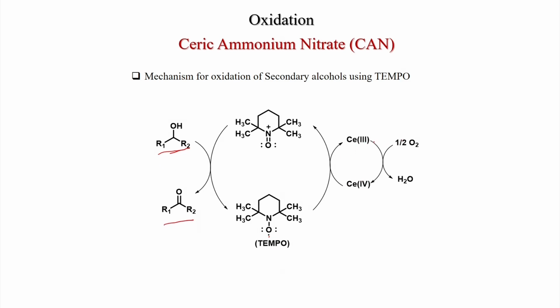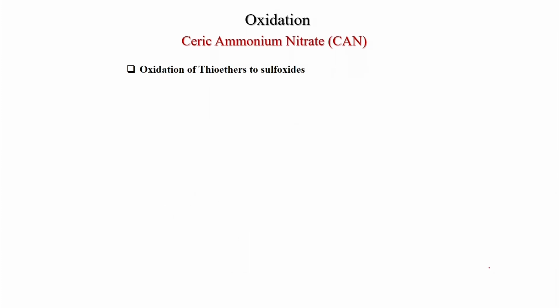And when cerium 4 becomes cerium 3, it is again reoxidized to cerium 4 by oxygen. So, this reaction you have to do under oxygen atmosphere, and then oxygen will get reduced to water. So, this is the whole catalytic system, this is a bi-catalytic system, that TEMPO also is getting cycled in this reaction, and cerium 4 also getting cycled in this reaction. So, TEMPO is getting oxidized by cerium and cerium 3 is getting oxidized by oxygen.